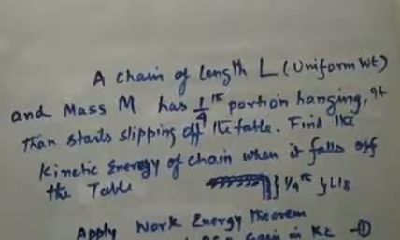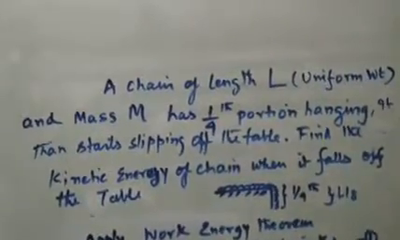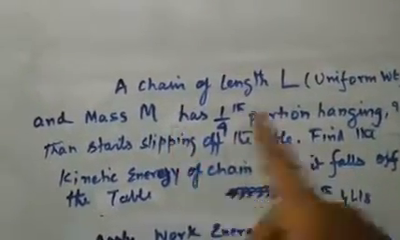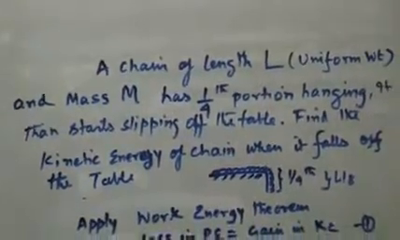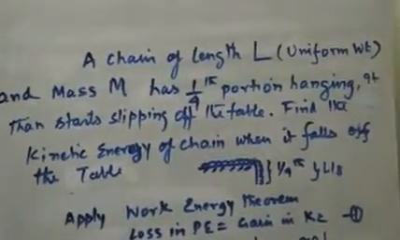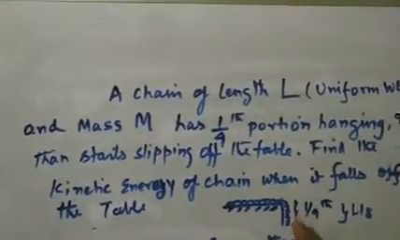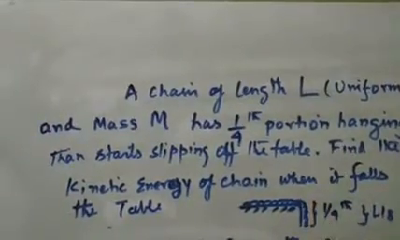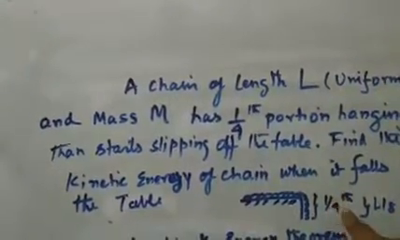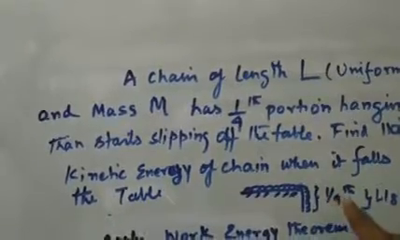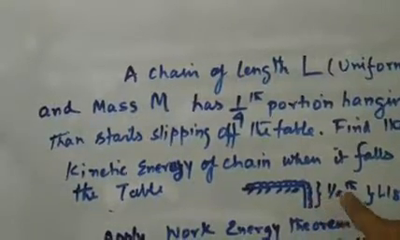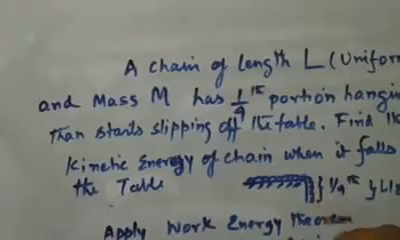Chain of length L, uniform weight, that is, the chain has a uniform weight, and mass M has 1/4 of a portion hanging here. It is hanging, 1/4 of the chain is hanging. Okay, so L by 4, and its center of mass will be L by 8, right?